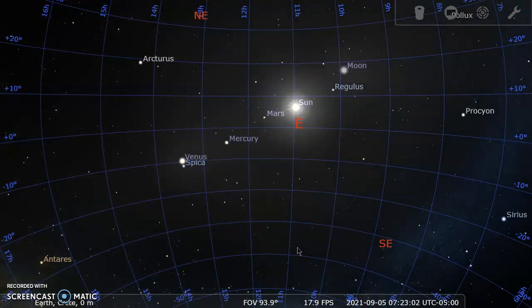So yeah, this is illustrating what Mercury is going to go through, and it's going to go through retrograde motion in the next couple of months.